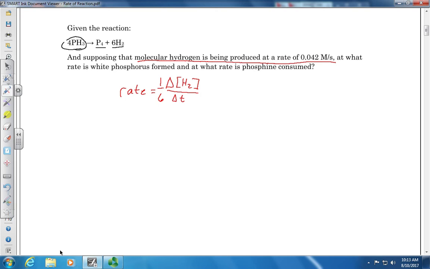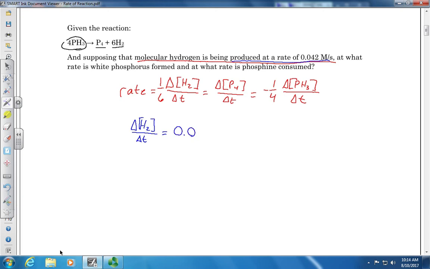So we know that if we were to complete this rate expression, let's go ahead and do that. It's equal to delta white phosphorus over delta T, which is equal to negative 1/4 times the change in phosphine over change in time. So that's our rate expression, and from that we can get everything else. So we know that our delta H2 concentration over delta T is being produced at a rate of 0.042 molar per second. Okay.